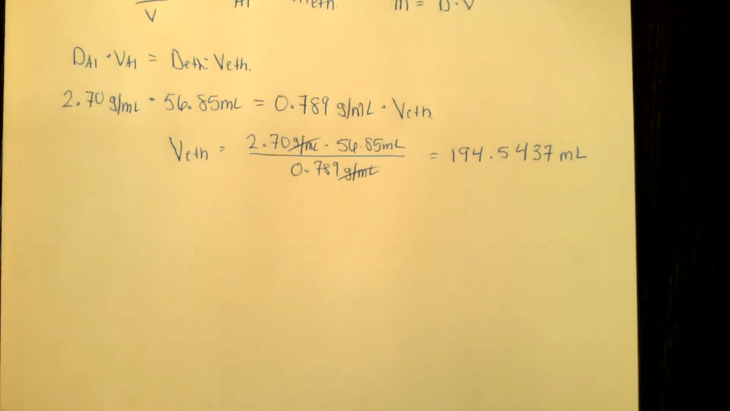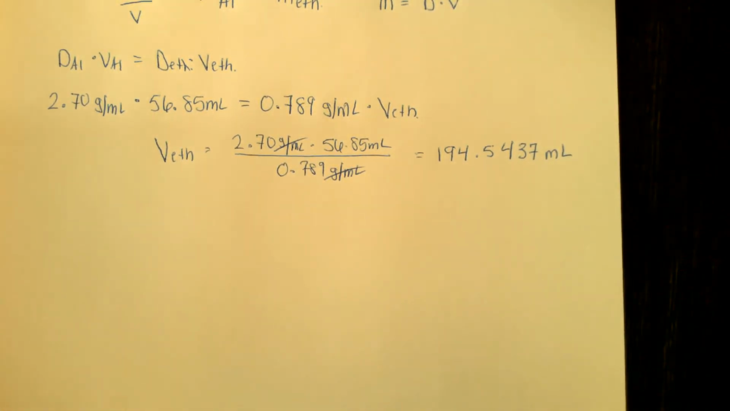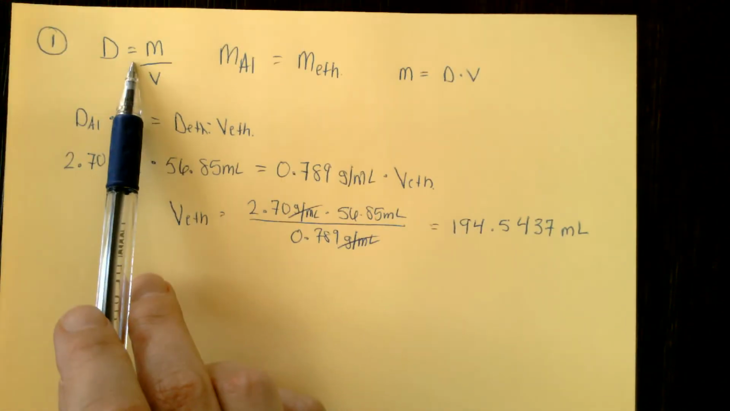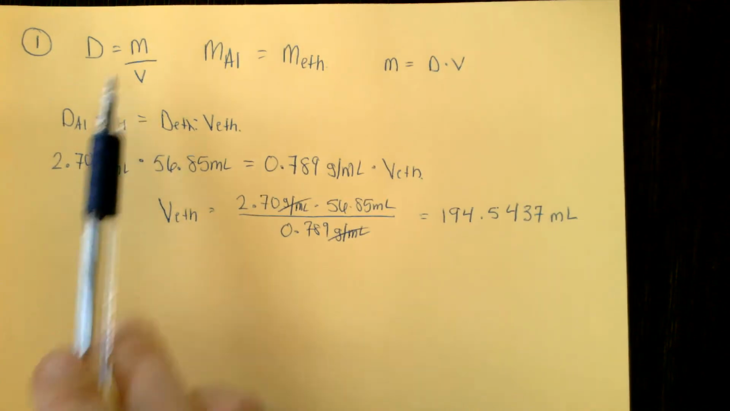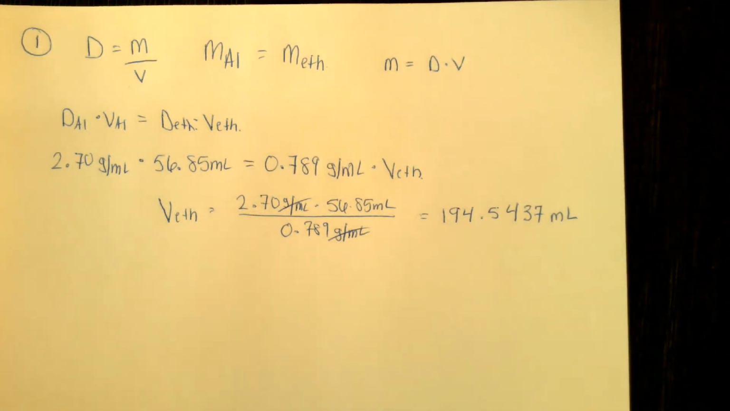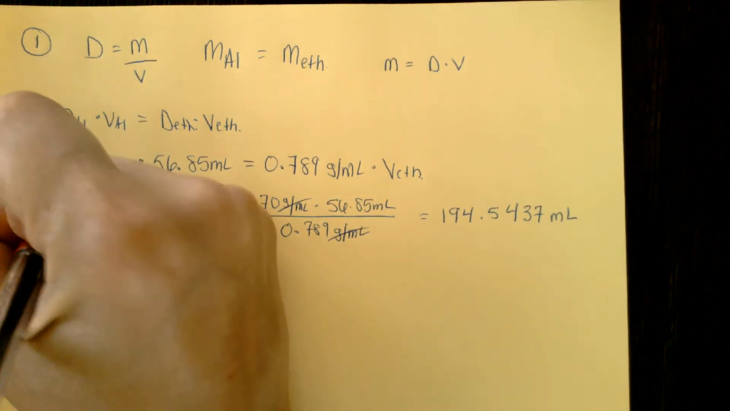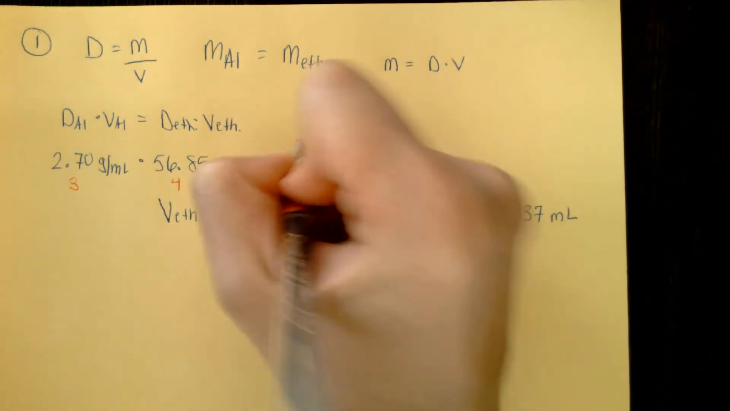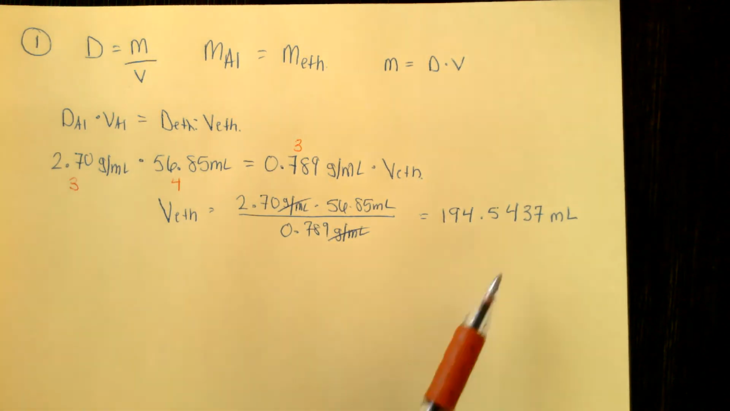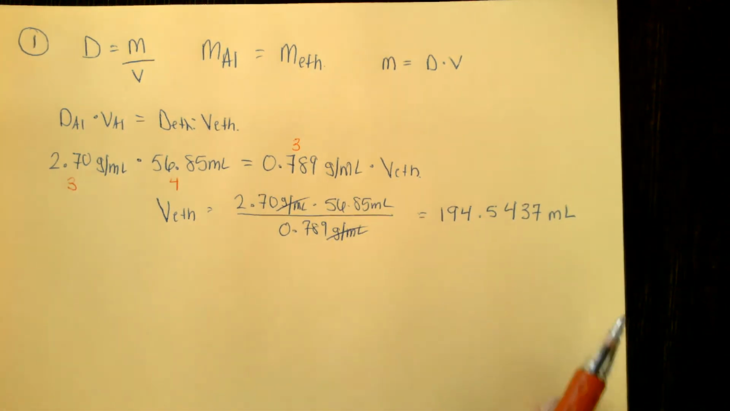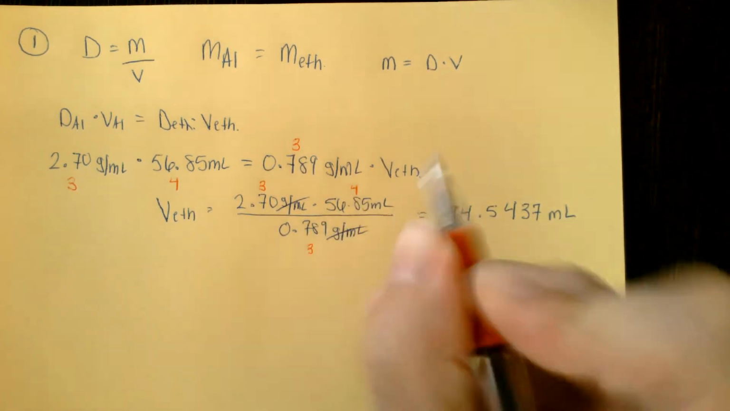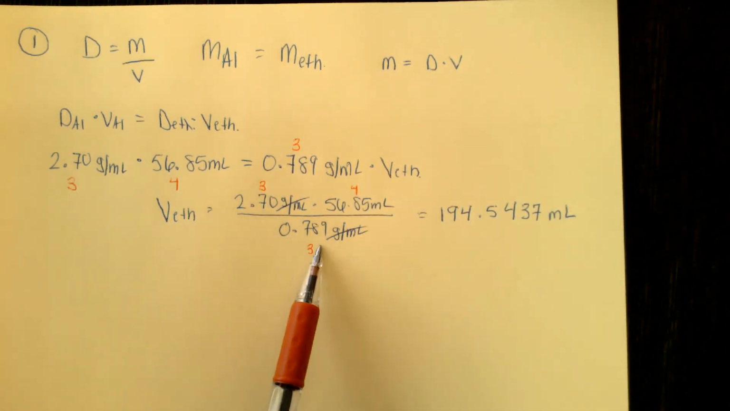Okay, so let's go back through and look at our significant figures here. Densities are measured values. It's a mass, which is something that's measured, over a volume, which is also measured. So if we look at our significant figures, we have 3 here, we have 4 here, we have 3 here. Since we're only multiplying and dividing, we're just going to use the multiplication and division rules. So our least number of significant figures is 3.